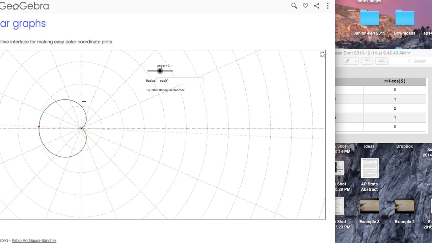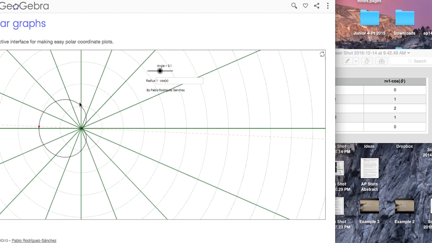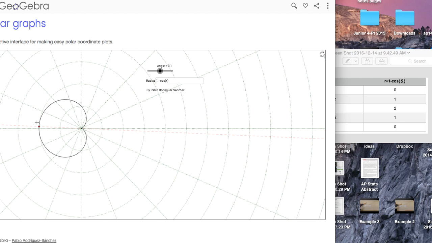If I've just plotted this point and this point, I know that it's just going to follow a curve going out there. Same thing, the next point I have is 3 pi over 2, which has a cosine value of 0, so 1 minus that is 1.